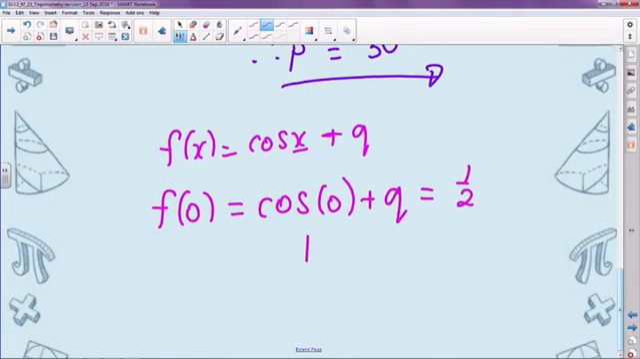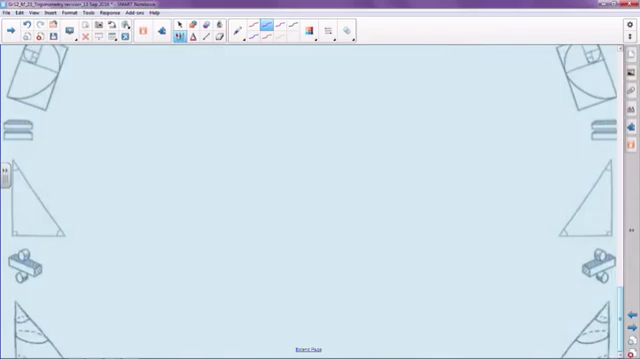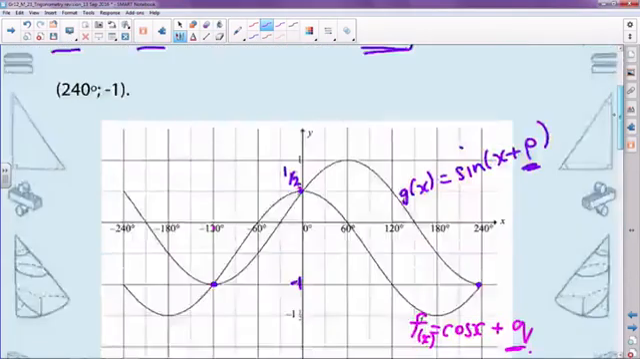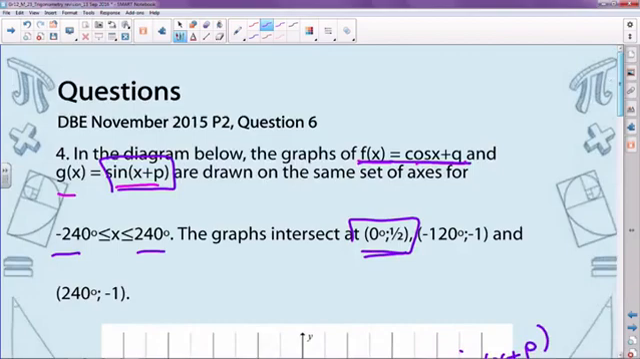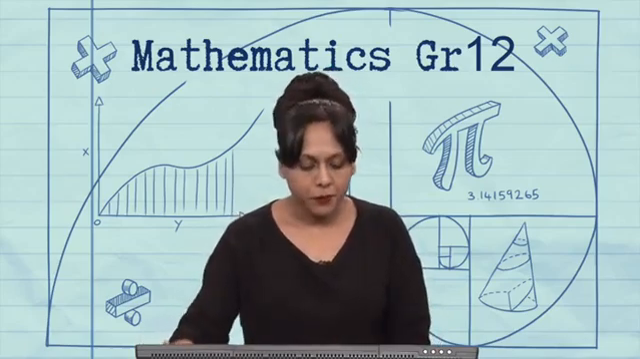Cos of 0 degrees is 1. 1 plus q is equal to a half. So therefore, taking the 1 over to the right-hand side, you get that q is 1 minus a half, which is negative a half. All right. So those are quick algebraic methods to help you in finding the equation of a graph when you've been given points that lie on the graph. Okay. All right. Let's have a look at the next question.